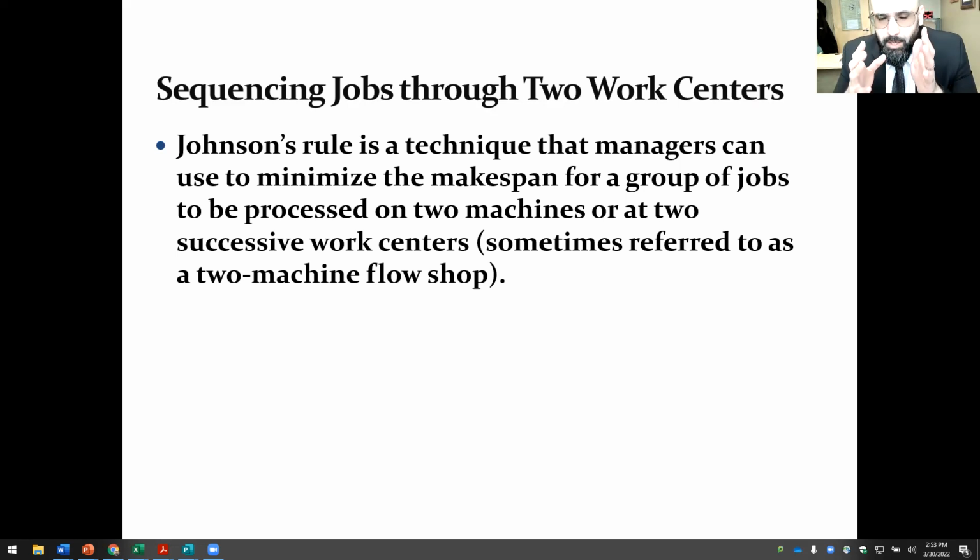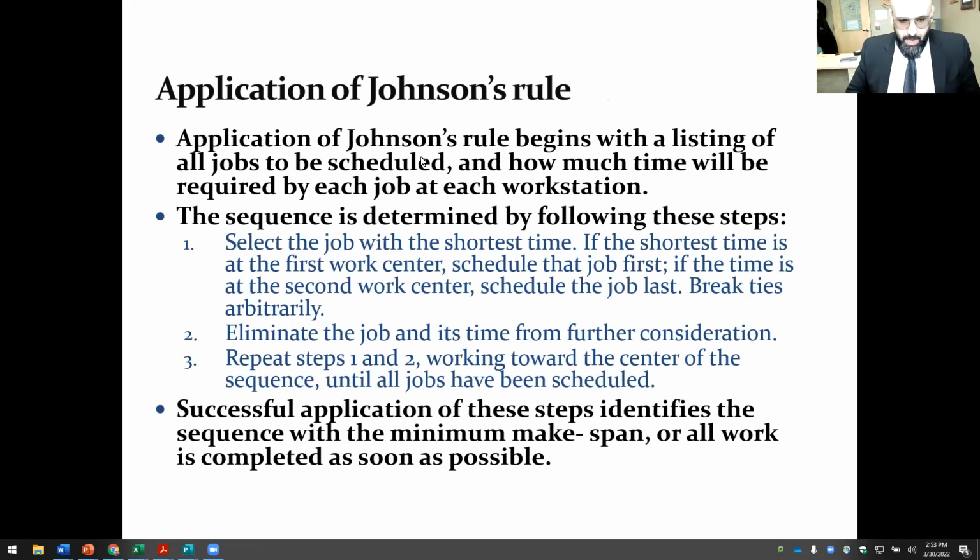The only difference is that we have not just one job, but multiple jobs. So how long will it take you to finish all these jobs, based on the lead time for a group of jobs to be processed on two machines? So now we have two machines, or two work centers, sometimes referred to as a two-machine flow shop. Let's take a look at Johnson's rule and how we could apply it.